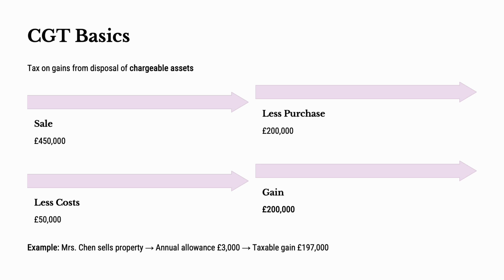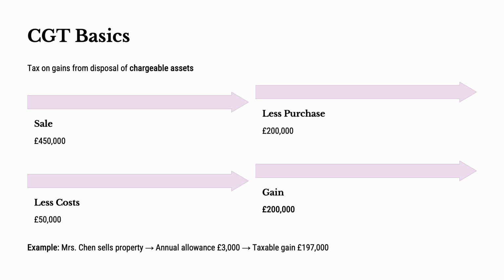Chen, for example, bought a property for 200,000. She sells it years later for 450,000. Her allowable costs, things like legal fees, SDLT and improvement costs, total 50,000. So her gain calculation: sale price 450,000 minus purchase price of 200,000 minus costs of 50,000 equals a gain of 200,000. Now there is an annual exempt amount, currently 3,000 per person. This can be deducted from the gain.